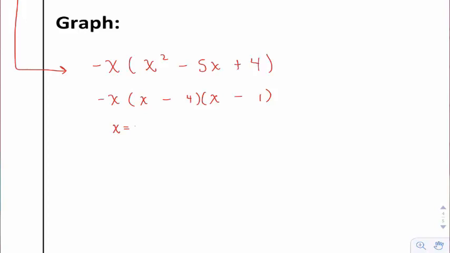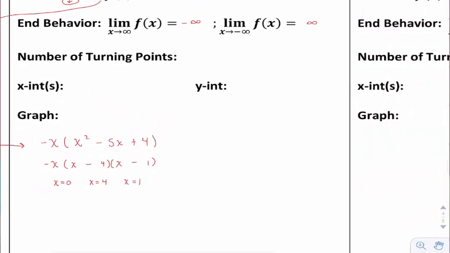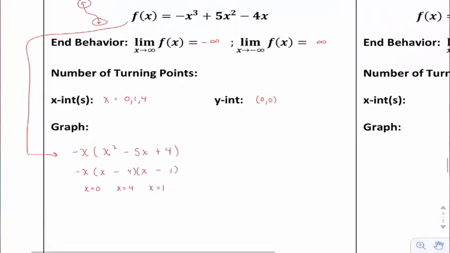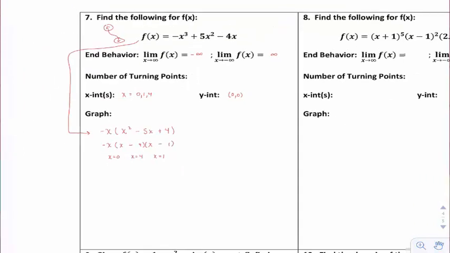So I have x equals 0, I have x equals 4, and I have x equals 1 as my 3 x-intercepts. So your x-intercepts are 0, 1, and 4. Your y-intercept, well, since I have an x-intercept at 0, I'm going to have a y-intercept at 0 as well, because it's going through the origin. But remember, if it's in standard form, it's the constant. Well, I don't have a constant here, so it's 0. So that's your y-intercept, and now we graph it.